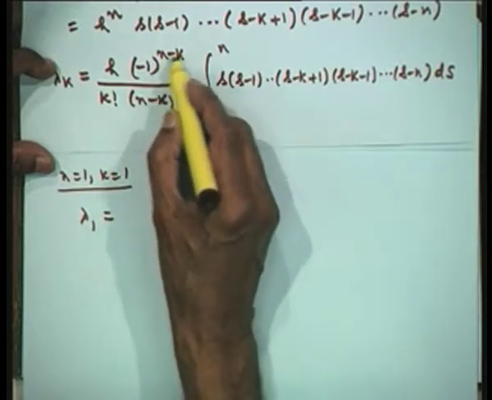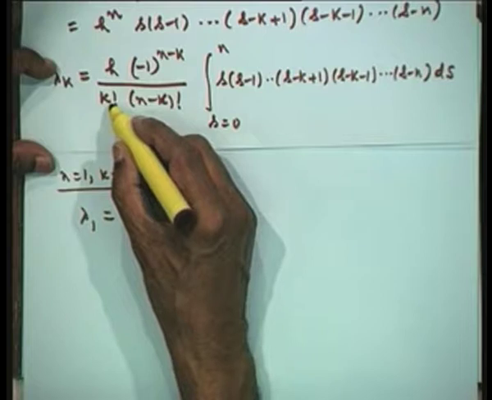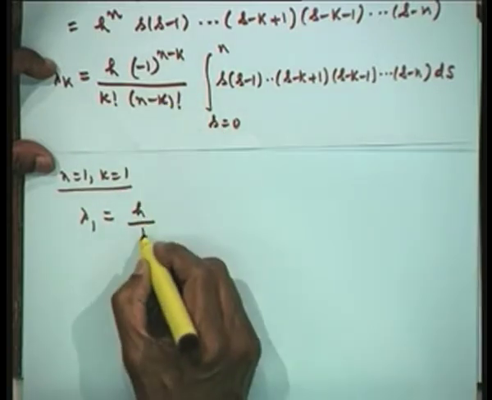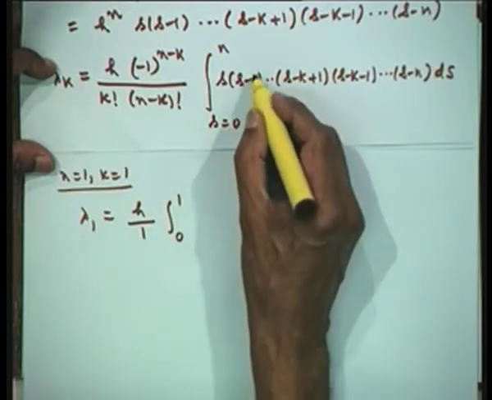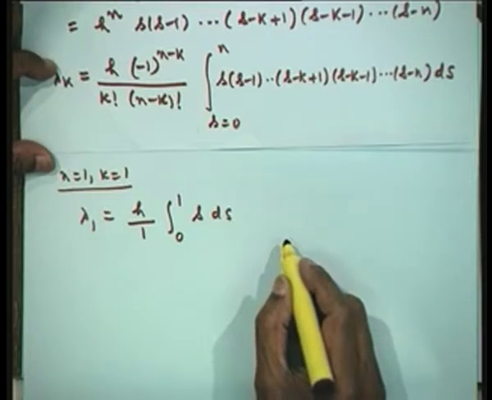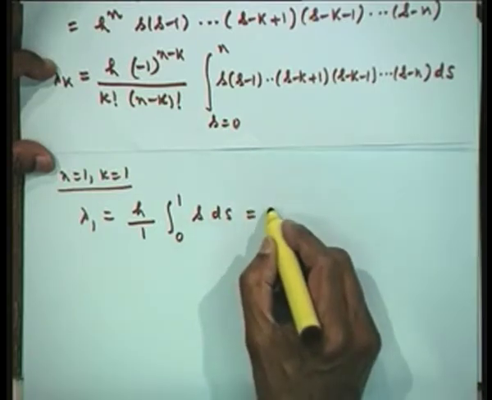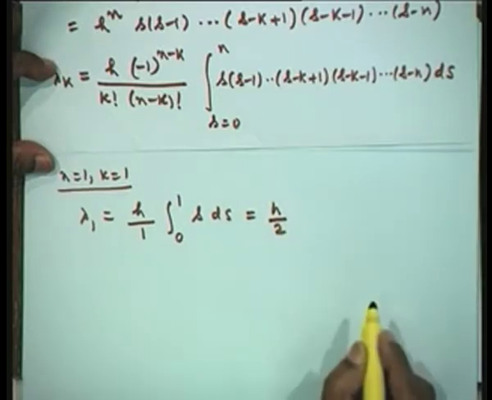Now, n is 1, k is 1. So, it will be positive sign, and this is 1 factorial, this is 0 factorial. So, again I will have integral 0 to 1. Now, s minus 1 will be missing. So, I will simply have s ds. Therefore, this will give you h square by 2, that s square by 2, therefore, that is equal to 1 by 2.